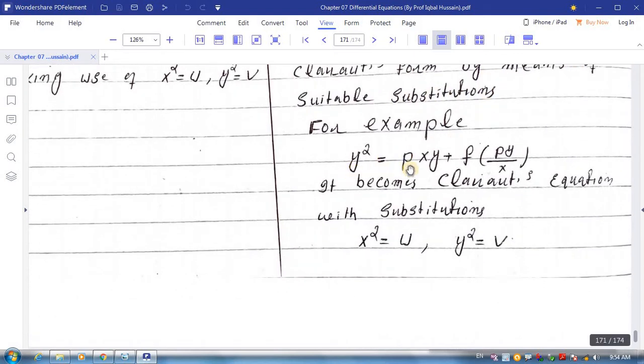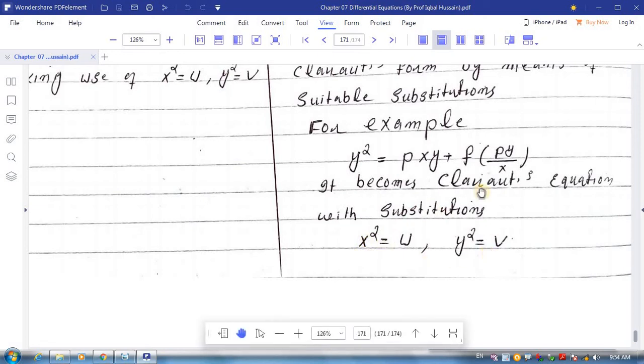For example, this is a differential equation. It becomes Clairaut's equation with the substitution x square is equal to u, y square is equal to v. Sometimes we have a problem to write a differential equation in terms of Clairaut's equation. So to convert the differential equation into a Clairaut's equation, we have to use substitution.